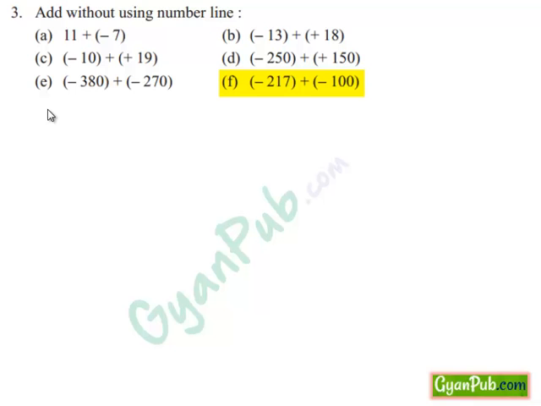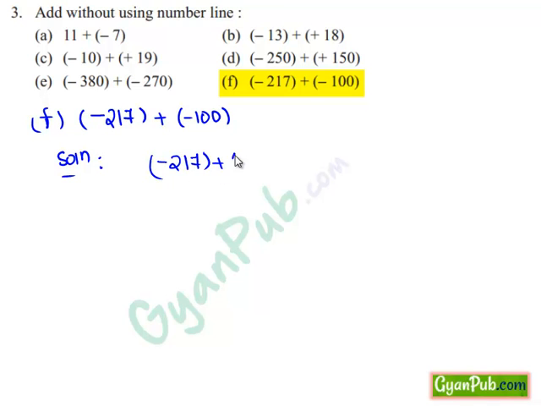Similarly, take down the last bit. F. Minus 217 plus minus 100. Here we have two negative integers to add without using number line. They are minus 217 and minus 100. Coming to the solution, when we are adding two negative integers, we will take minus as common from both the numbers. Here we take minus as common from minus 217 and minus 100. Here we have two positive integers to add. They are 217 and 100.